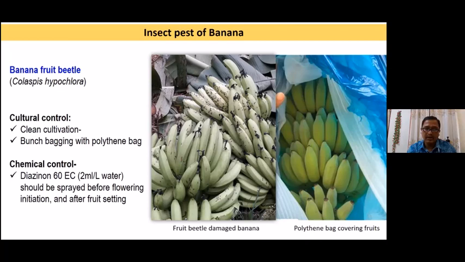The next step is, when flowering and fruit setting is completed, all bunches of fruit need to be covered with bagging. Any kind of bagging material, especially polythene bag, is useful in this case. I've shown here in the figure that if you use the polythene bag, then the fruit is completely clean and smooth. No damage is found from this fruit beetle. So this is useful for controlling the beetle. Otherwise, chemical control is possible using beta-cyfluthrin 60 EC at 3 ml per liter of water. It can be sprayed before flowering initiation and after fruit setting.